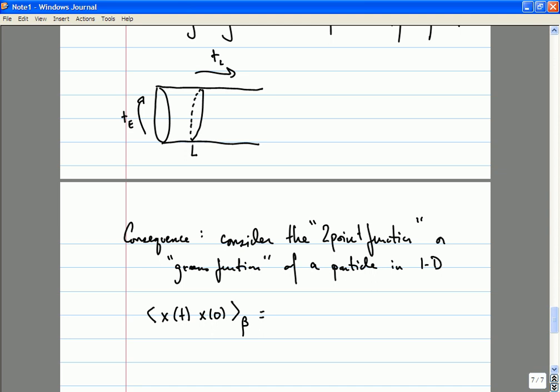So for example, in a system at 0 temperature, if you have the harmonic oscillator, for example, this will be a periodic function of t. There'll be some periodic function with periods set by the frequency of the harmonic oscillator. Let's now ask what we can conclude about this Green's function or two-point function more generally based on these considerations.